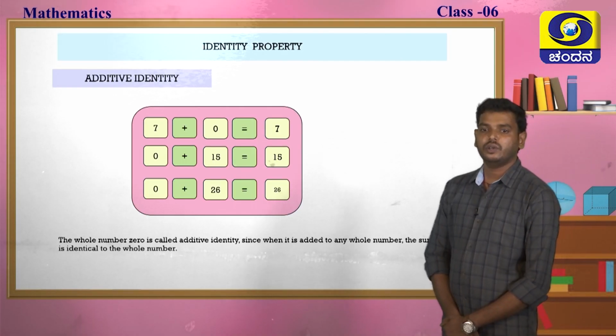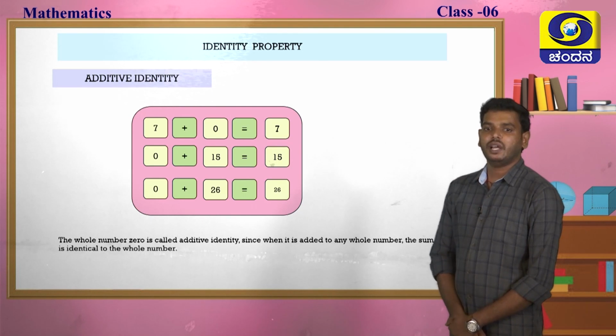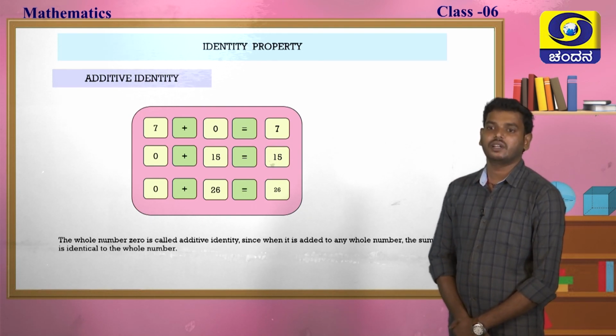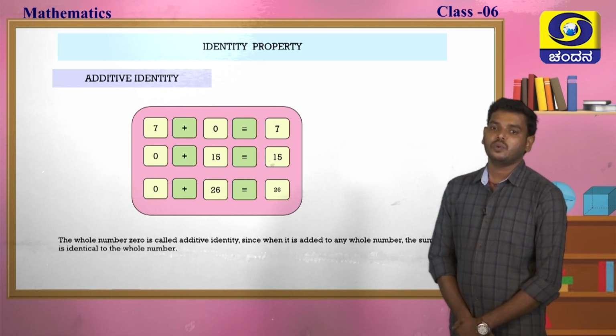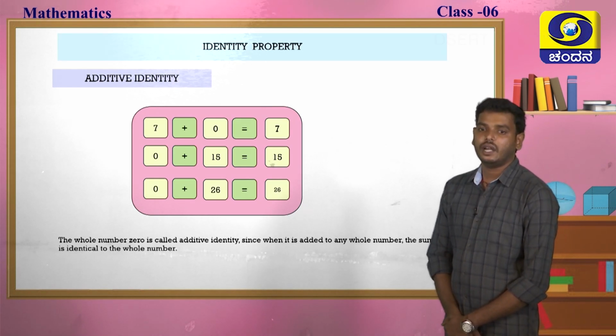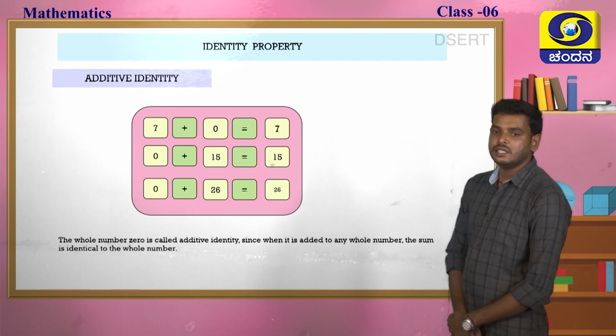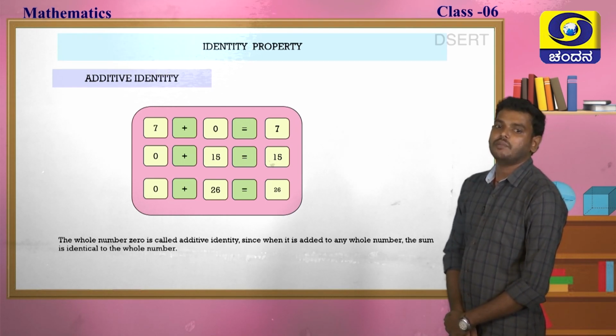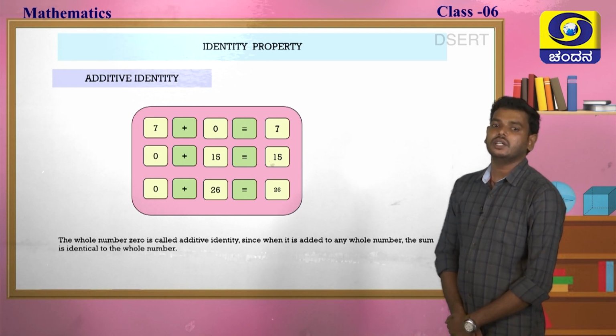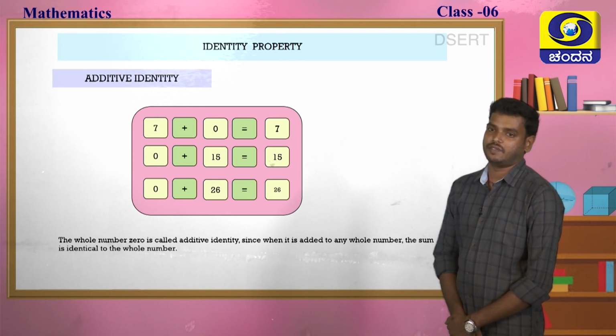Children, here you can notice that even if we add 0 to the number, our answers are not getting changed. Is it correct? Hence, 0 is known as additive identity. The whole number 0 is called additive identity, since when it is added to any whole number, the sum is identical to the whole number itself.